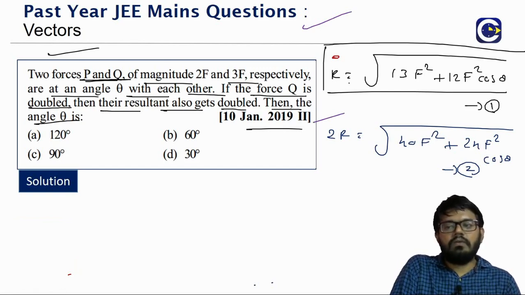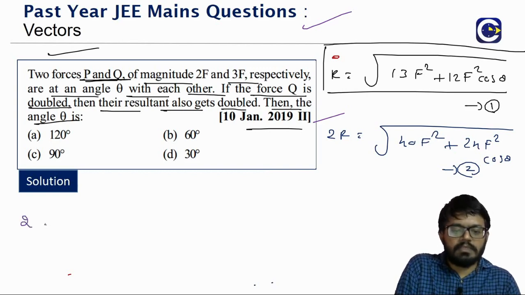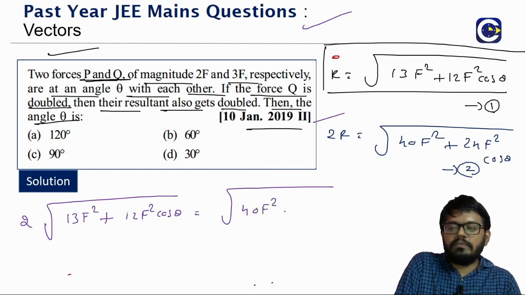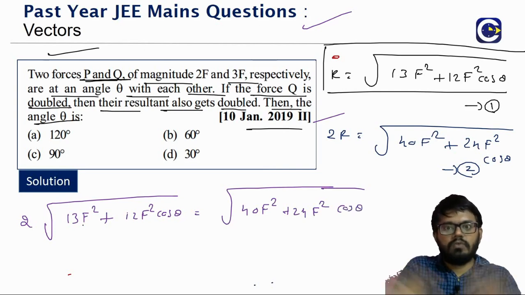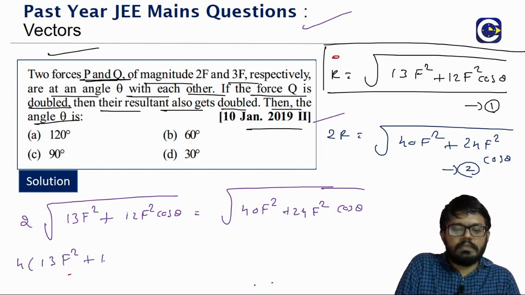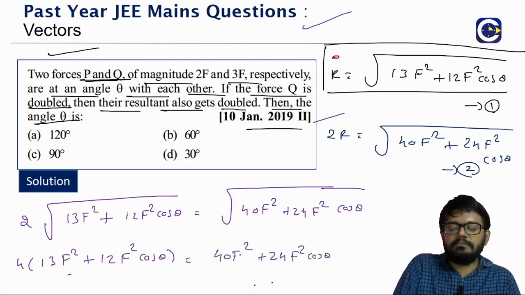From equation 1, what is the value of R? Root of 13 square plus 12F square cos theta. So just substitute in the equation 2. 2 times, in place of R, what we are going to keep? Root of 13F square plus 12F square cos theta. This is equal to what? Root of 40F square plus 24F square cos theta. Square on both sides. 2 becomes 4. 13F square plus 12F square cos theta is equal to what? Right side is what? 40F square plus 24F square cos theta.